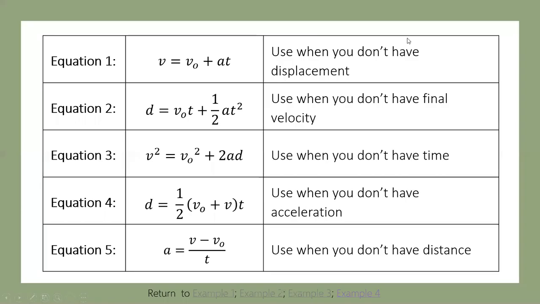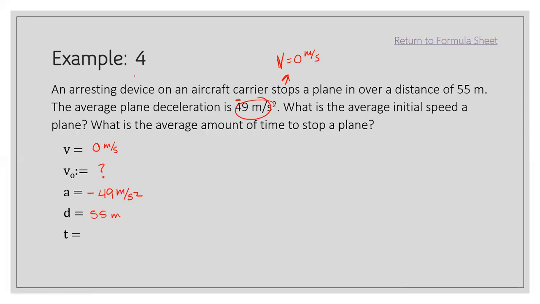Looking at the formula sheet, I want an equation that does not have time. You'll notice equation 3 does not have time, but it has final velocity, acceleration, and distance. So we'll use that equation. V squared is equal to initial velocity squared plus 2AD.